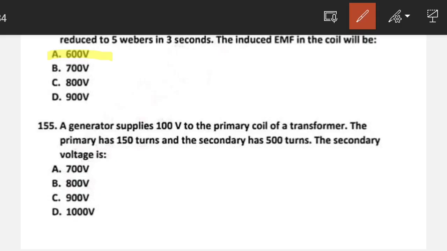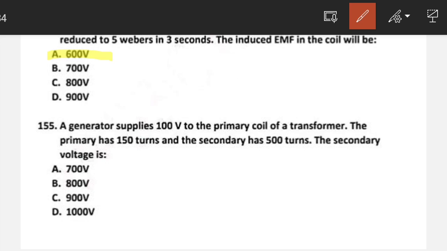Okay. Question number 155 is: a generator supplies 100 volt to the primary coil of a transformer. The primary coil has 150 turns and the secondary has 500 turns. The secondary voltage is, you should know the formula of that too: EMF produced by the secondary divided by EMF produced by the primary is equal to number of turns in secondary divided by number of turns in primary. You know very well that if the secondary has more coils, then it will be known as a step-up transformer, and if the primary has more coils, then it will be known as a step-down transformer, because the number of coils is directly proportional to the voltage or EMF produced.